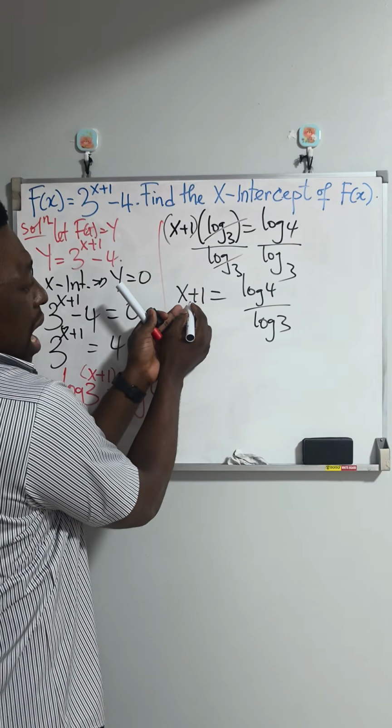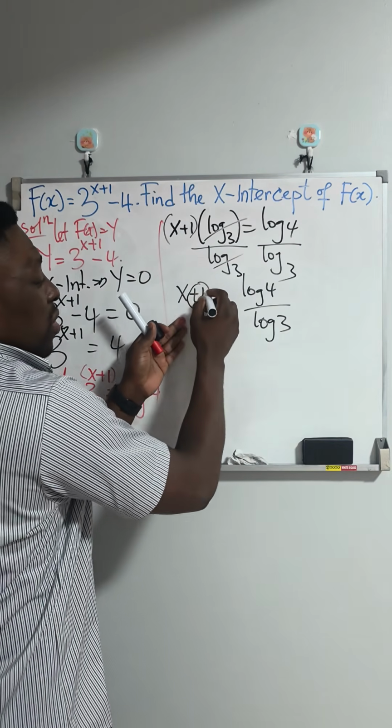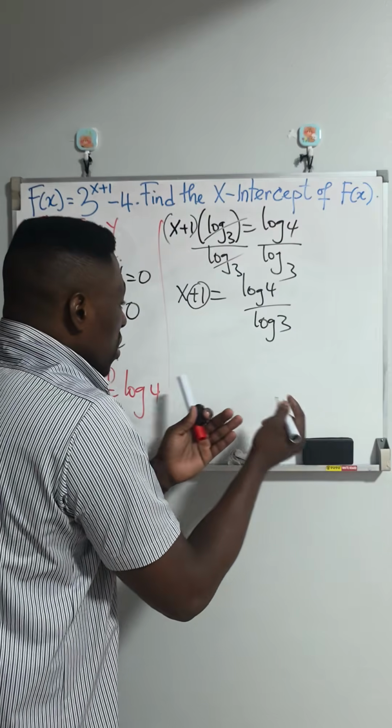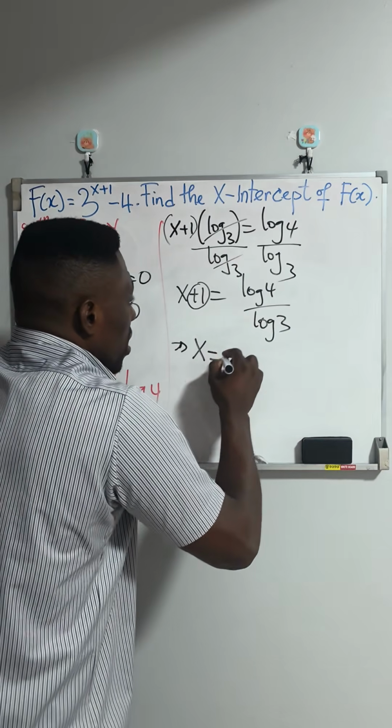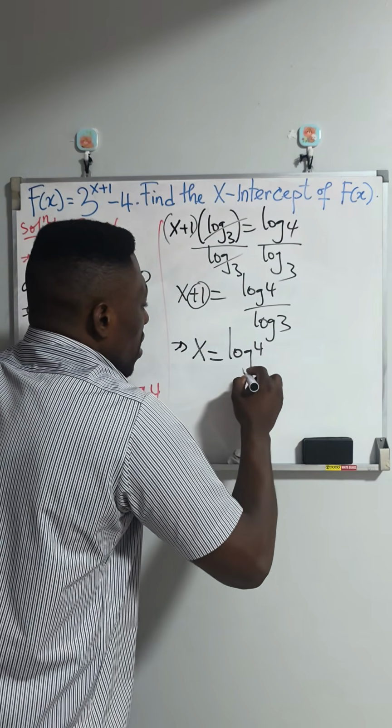Of course, all I'm left to do here is to take away this positive 1 and send it to the other side, and then I'm done. Therefore, x will be equal to log of 4 divided by log of 3, minus 1.